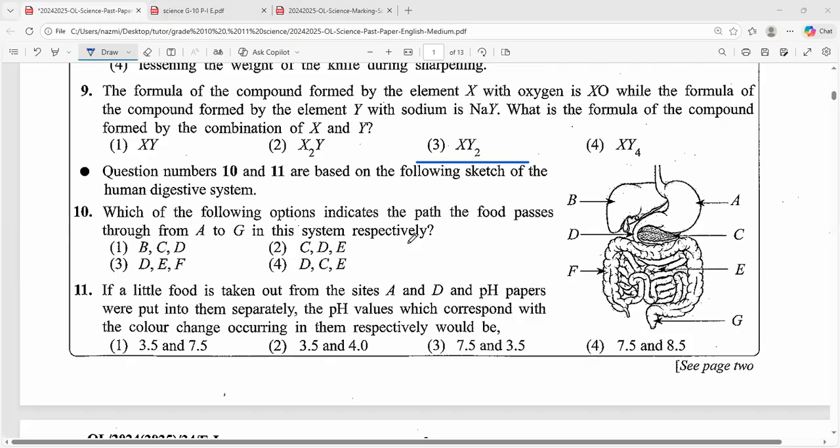Which are the following options? Yeah, so ninth one, the answer is third one, XY2.